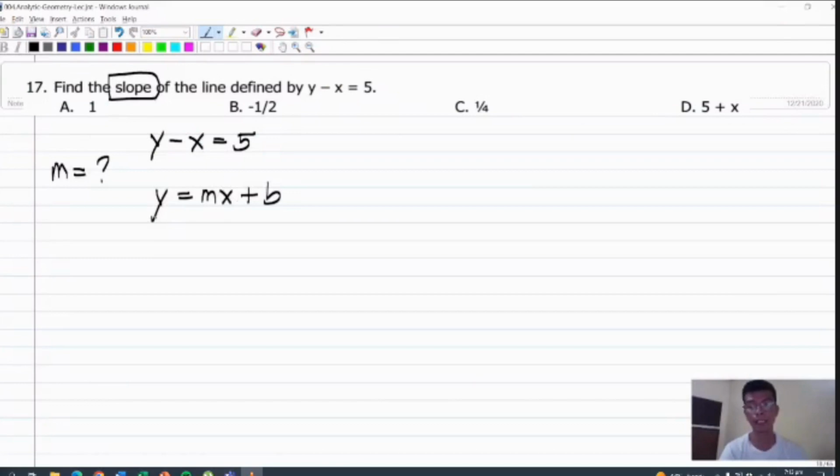So biyahin lang natin yung form na to. And kung sino yung makakatabi ni x, ayun na yung slope. Diba? Ganun lang kadali yan. Para ma-isolate natin yung variable y sa left, ilipat lang natin mismo yung variable x sa right side. So from negative x, magiging positive x plus 5, and ang katabi ni x ay invisible 1. Therefore, the value of m is 1, pero hindi siya lalapit sa letter A.